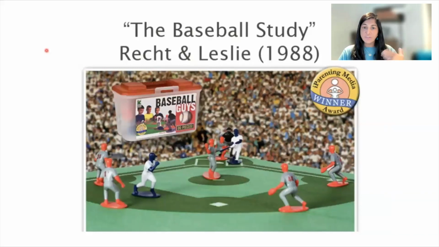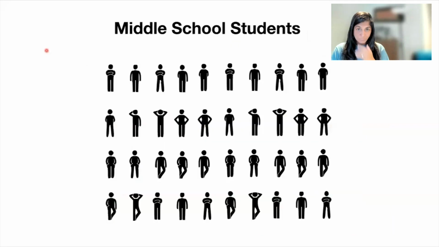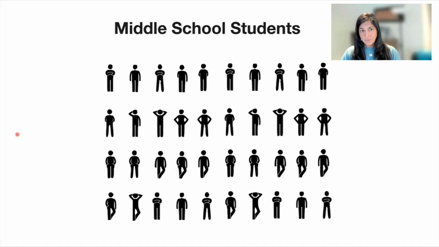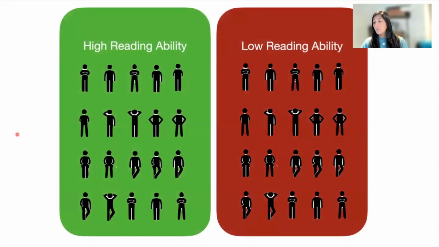So let's first understand what the study was. So here goes. Two researchers, Recht and Leslie, 1988, ran an experiment with a large number of middle school students. First of all, they assessed the reading ability of these students, and they were assessed as having high or low reading ability.